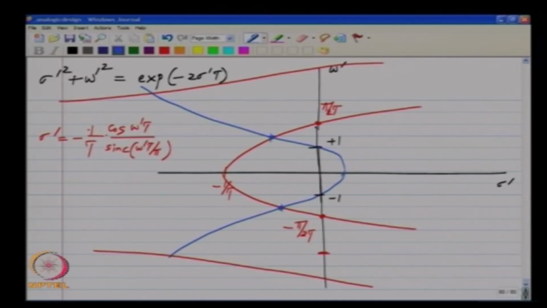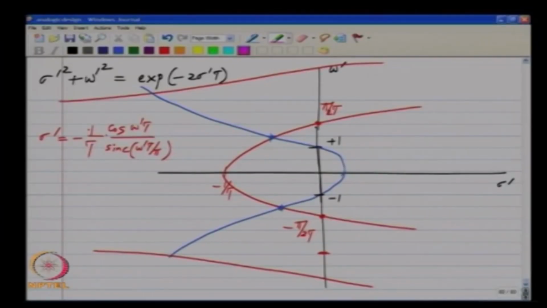Okay. And also you see that the way I have drawn the plot, all the intersection happens in the left half side of this plane, that is for sigma prime values which are negative. So, this means that all the exponentials decay out and the system will be stable, but this is not unconditionally true. We can plot it for a different value of tau and see what happens.